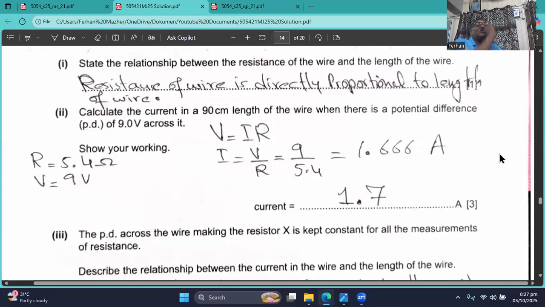So from the graph, I know that the resistance of the 90 centimeter length of the wire is 5.4 ohm. The voltage drop they have told us is 9 volt.